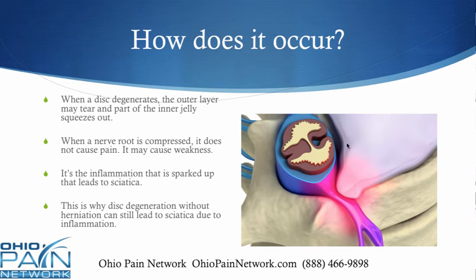Okay, so if you have a disc that has not herniated, for instance, maybe just bulging a little bit, but it has a tear in it, that can cause inflammation too. So even without pinching, you can get sciatica. Okay, so keep that in mind. If you don't see a big disc herniation on the MRI, it doesn't mean you're not having sciatica. It may mean there's just not a physical pinching.